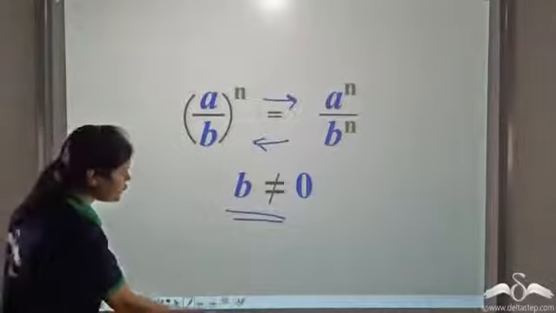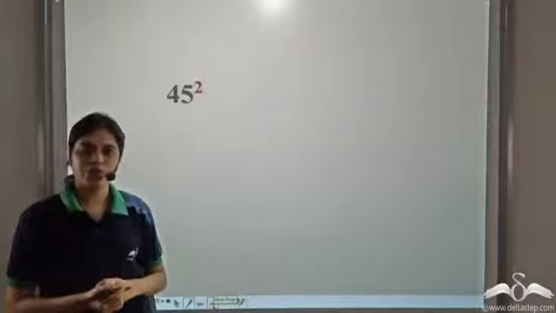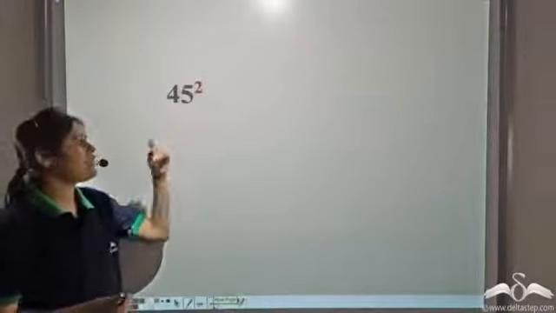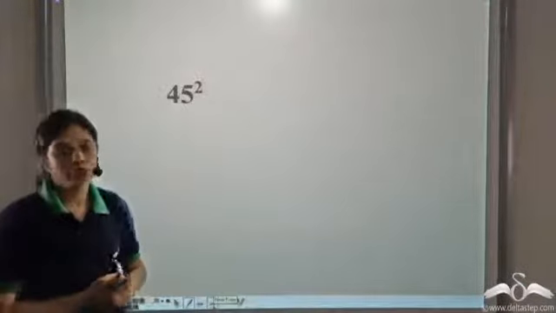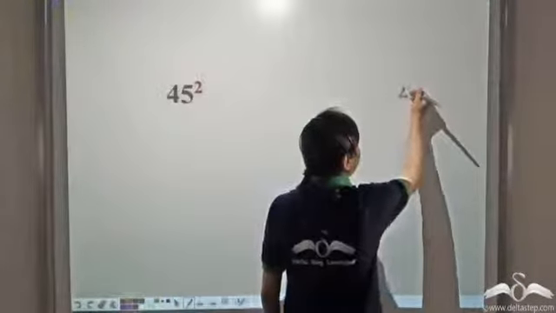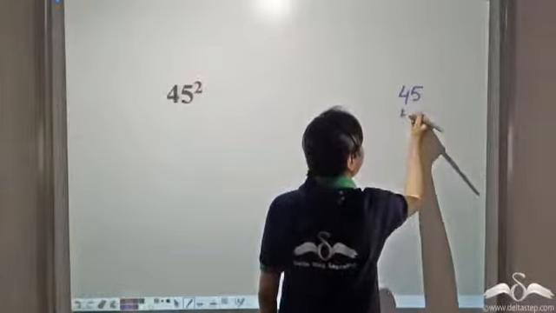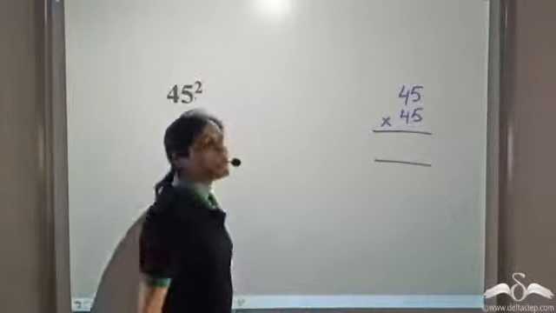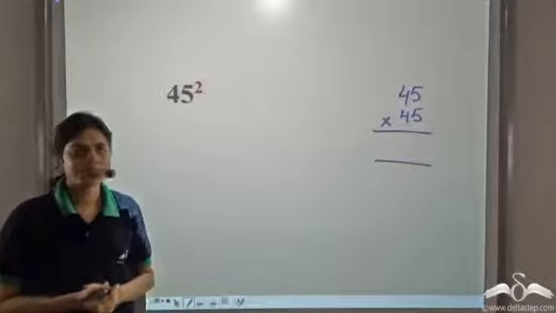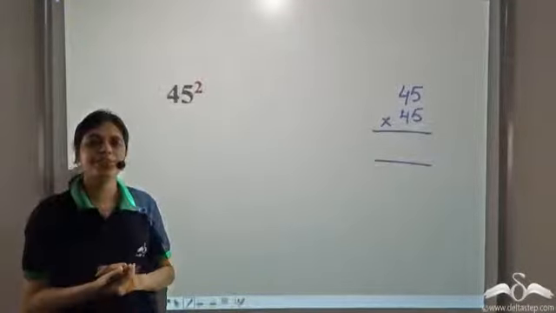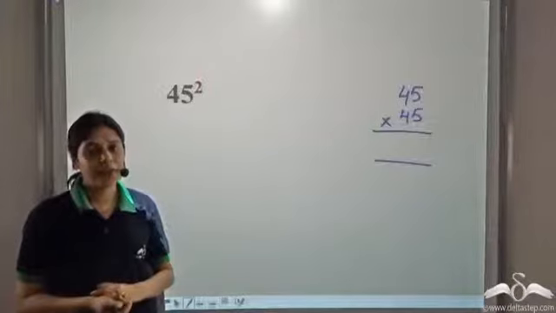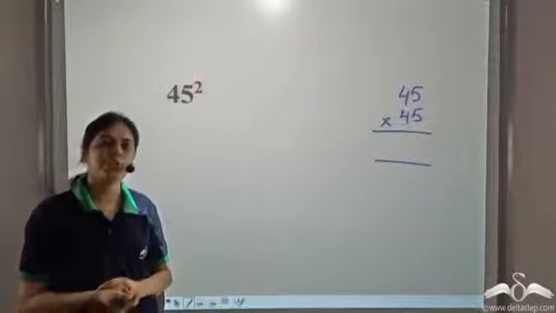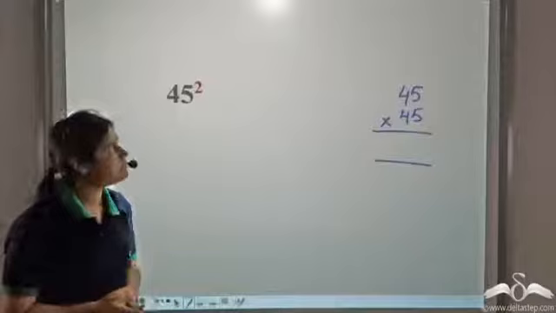Now using this, we can simplify many calculations. Say you need to find the square of 45. Normally, you would write it as 45 into 45, multiply it to get the square of 45. But since you have learned this law now, you can apply it to make your calculations simpler and easier.